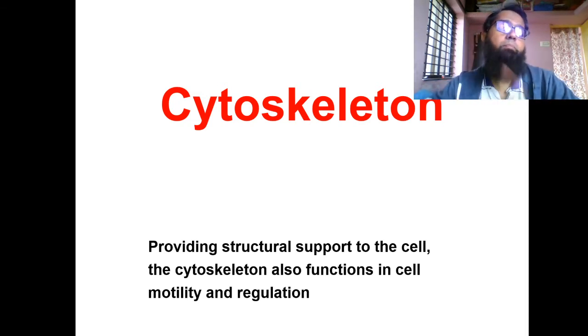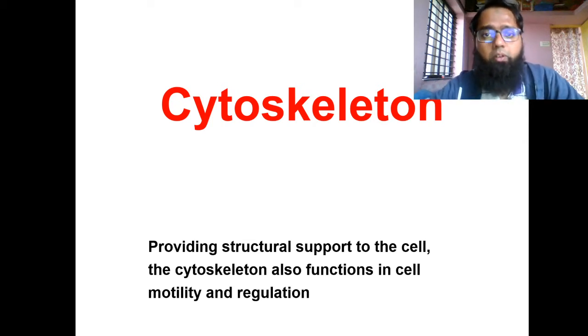So there are two basic parts in the definition here. First of all, the cytoskeleton provides structural support to the cell. Then the next part is, as I have already said, that it is also important in the function of the cell, like motility and regulation. Two very important terms. We'll discuss them in the coming slides.